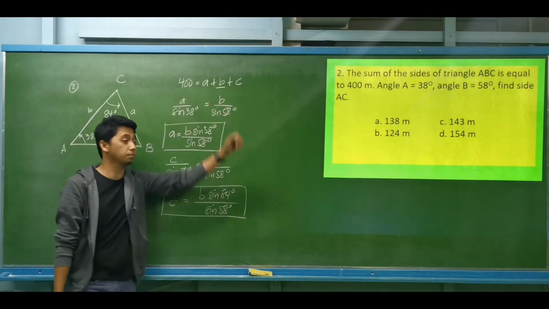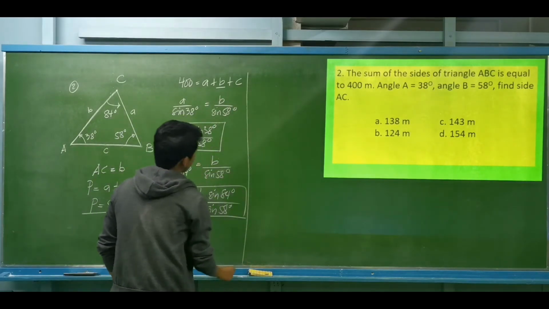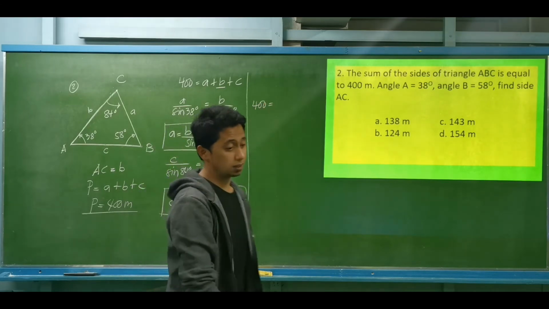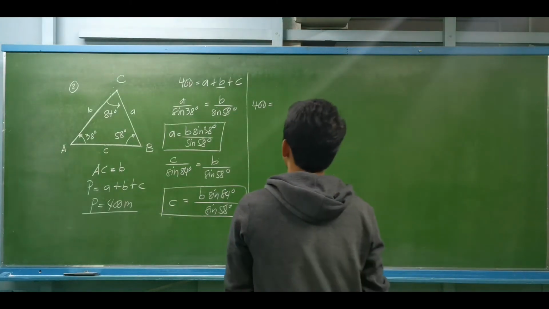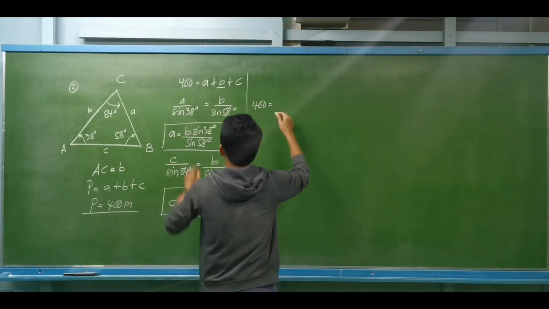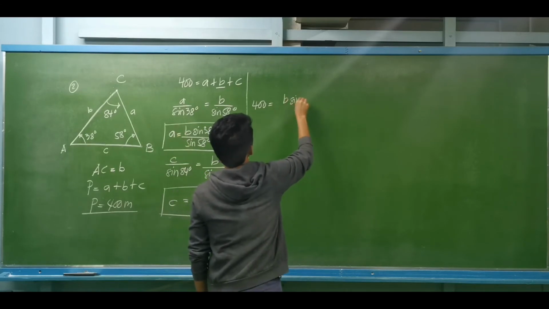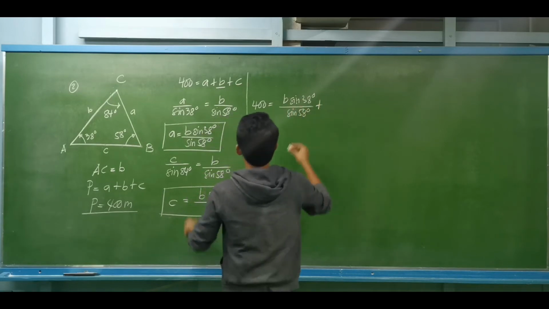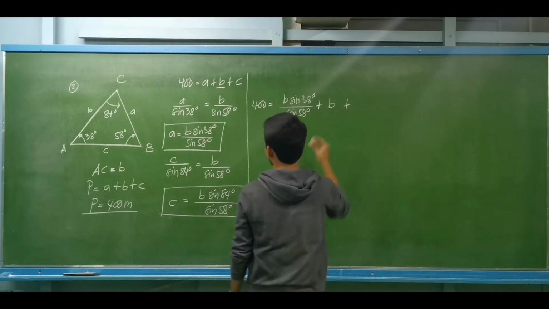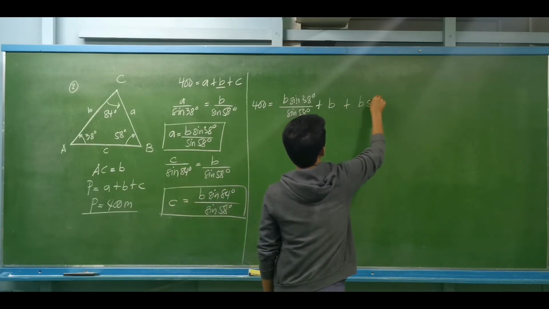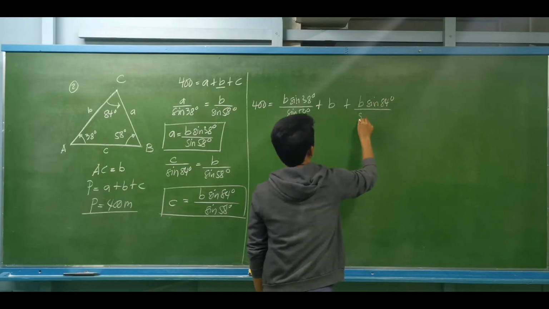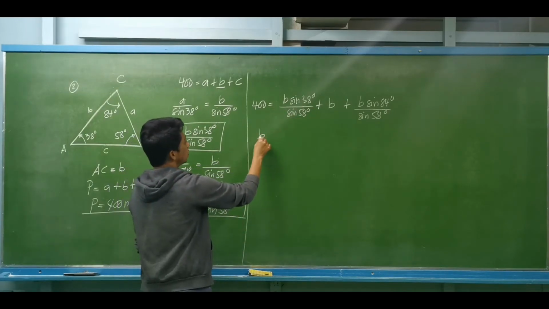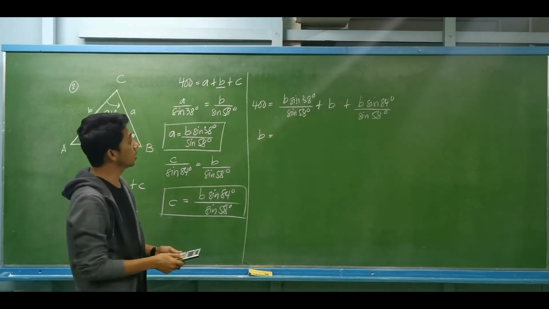Balikan lang natin yung equation ng perimeter. So, anong sabi dito sa perimeter? We have, this is 400 meters is equal to, okay, ang equivalent ni side A is B, the sine of 38 degrees divided by sine of 58 degrees. Okay, plus side B plus we have side C equal sa B, sine of 84 degrees divided by the sine of 58 degrees. Kung mapapansin niyo sa equation na to, isa na lang yung unknown, that is the side B. So pwede tayong mag-shift solve.